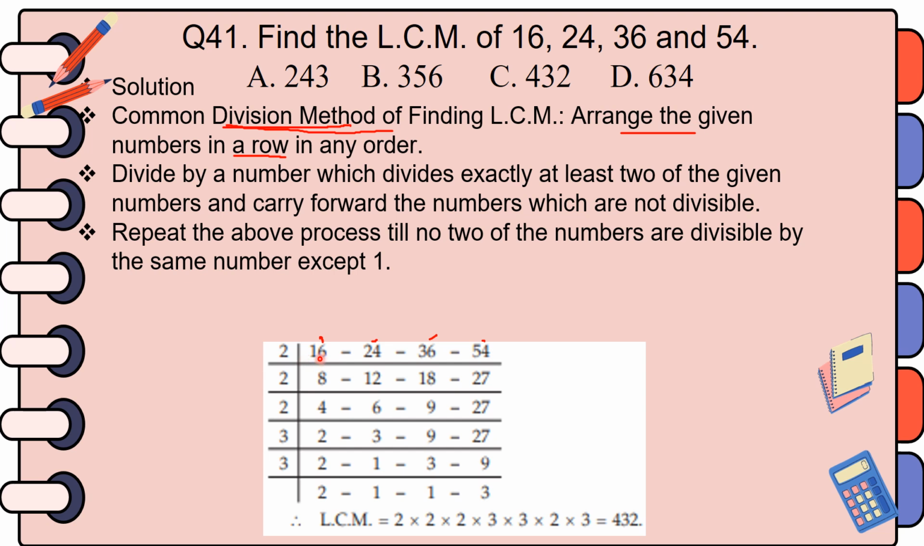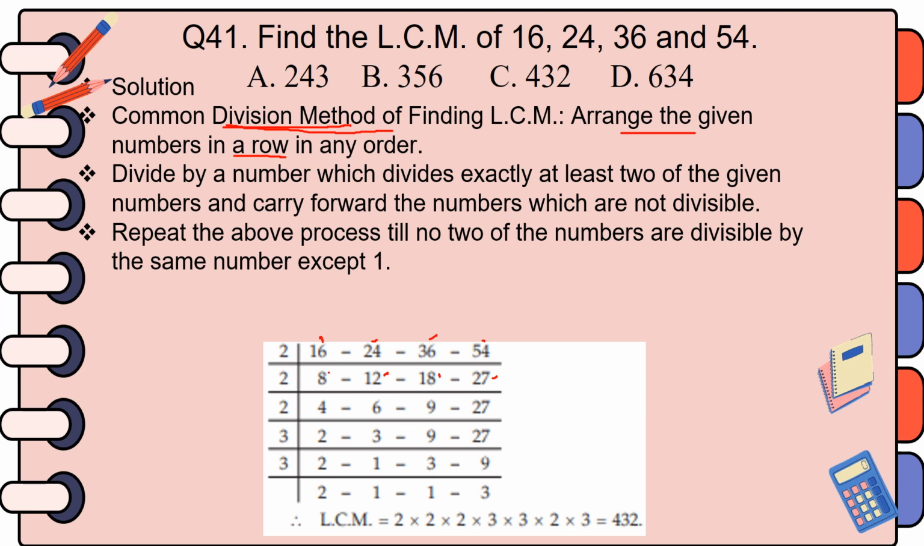So take 16 and divide it by 2. Then you get 8 as a quotient. Again, divide 24 by 2. You get 12. Again, divide 36 by 2. You get 18. Again, divide 54 by 2. You get 27. Then repeat this process. That means find a common divisor which divides at least two of the given numbers.